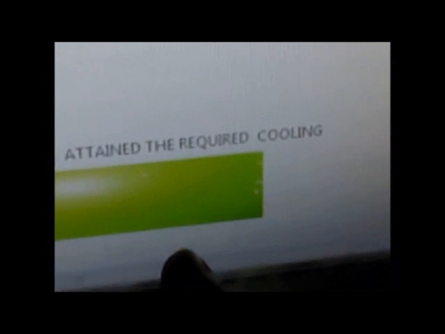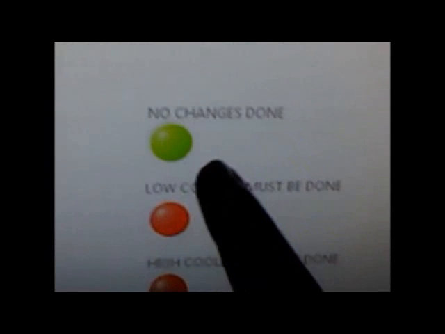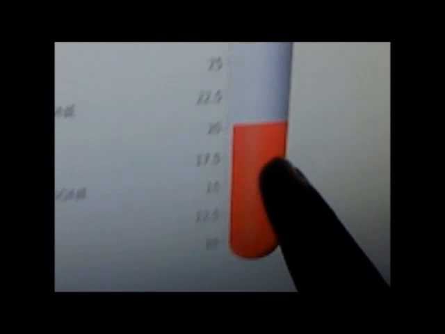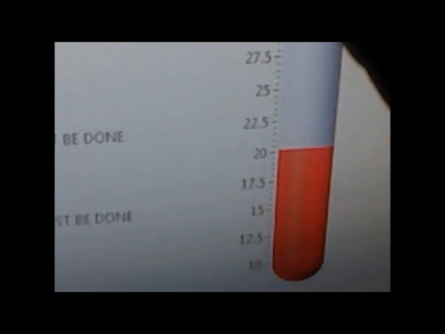Now the temperature sensor senses the temperature inside the car and it is given to the DAQ, and from the DAQ it is monitored in the PC. Now it is indicated that the user attained the required temperature and that no changes are to be done. The temperature prevailing inside the car is 20 degrees, which decreased from 32.5 degrees Celsius to 20 degrees Celsius in 20 minutes.